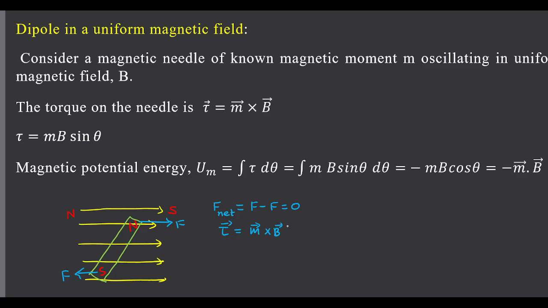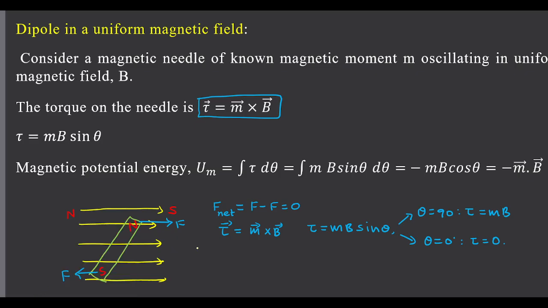Torque is a vector quantity, M cross B, that is given here, no? Or in scalar form, you can write tau is equal to MB sin theta. If theta is 90 degrees, what will be the torque? And if theta is 0 degrees, what will be the torque? If theta is 90 degrees, torque is maximum, that is M into B. If theta is 0 degrees, torque is minimum, that is 0. Sin 0 is 0.